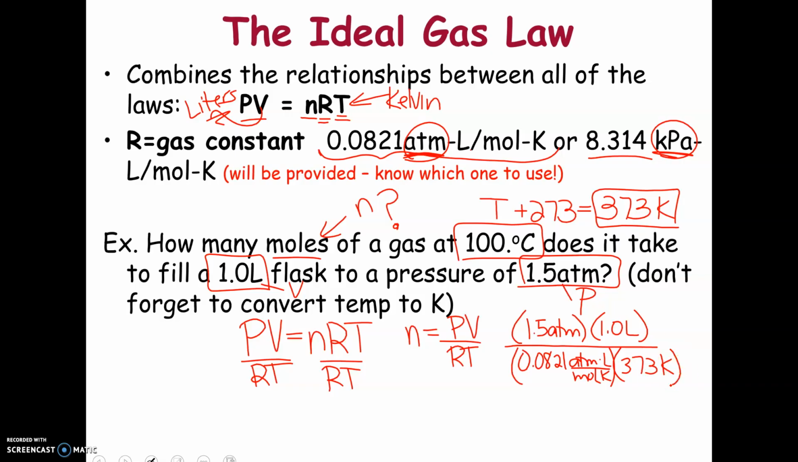Now, I'm going to change my color of marker here just to show you. Notice all of our units are going to cancel. Atmospheres cancels, liters cancels, Kelvin cancels because it's on the bottom of this and compared to here. And our answer will be in moles. So we know we have this set up right because all of our units are going to cancel. So when you plug all of that in, you are going to get an answer of 0.0490 moles.